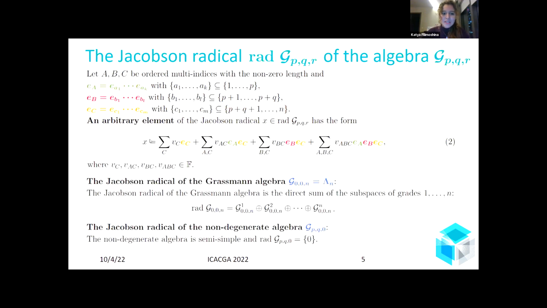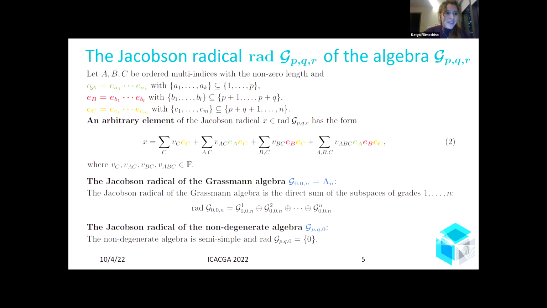Now, let us consider the Jacobson radical. The Jacobson radical is the set of the elements of such form. Any degenerate algebra GPQR contains the structure of the Jacobson radical. In our work, we use the Jacobson radical and its properties to prove the main statements. Now, let us consider this arbitrary element of the Jacobson radical in detail.